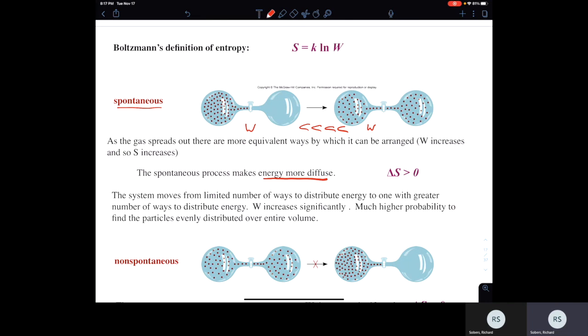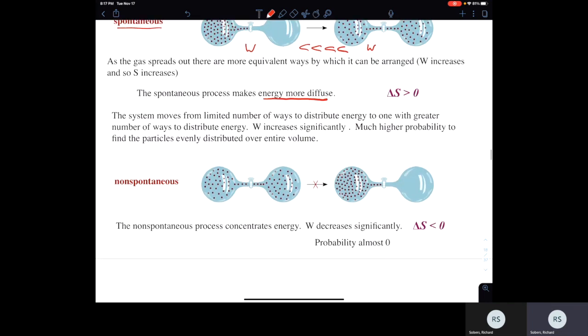very positive. If we go to the non-spontaneous, of course, the W is much greater on the initial condition, and we would have a negative delta S, and the probability would be almost zero, as I said.